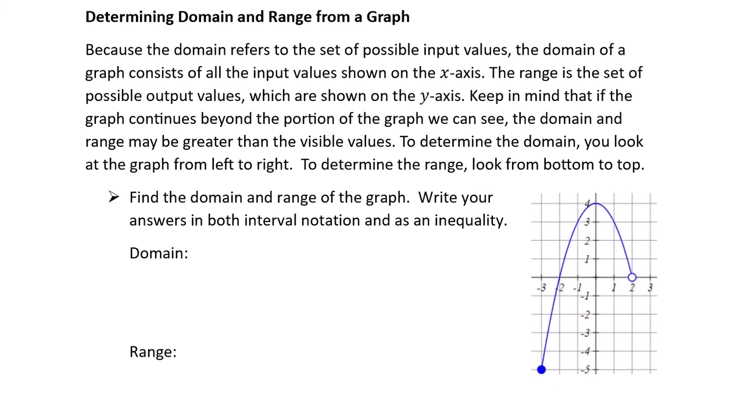To determine the domain, you look at the graph from left to right. To determine the range, look from bottom to top. Find the domain and range of the graph. Write your answers in both interval notation and as an inequality. Let's first look at the domain. One way that we can look at this is by rolling a pencil from left to right and reading off of the x-axis the values that we have, because domain has to do with what x values occur.